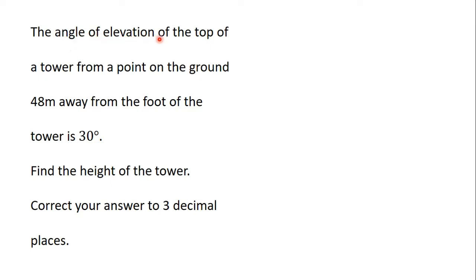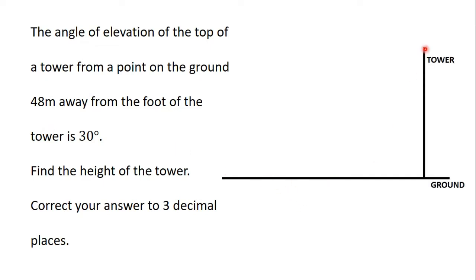The angle of elevation of the top of a tower from a point on the ground 45 meters away from the foot of a tower is 30 degrees. So from here, we need the ground level, and the question says that there is a tower on the ground. So this is the ground level and there is this tower on the ground. It says that the angle of elevation of the top of the tower, so we are looking for the angle of elevation of the top of the tower from a point on the ground. So there is this point on the ground. Let's say that this is the point.